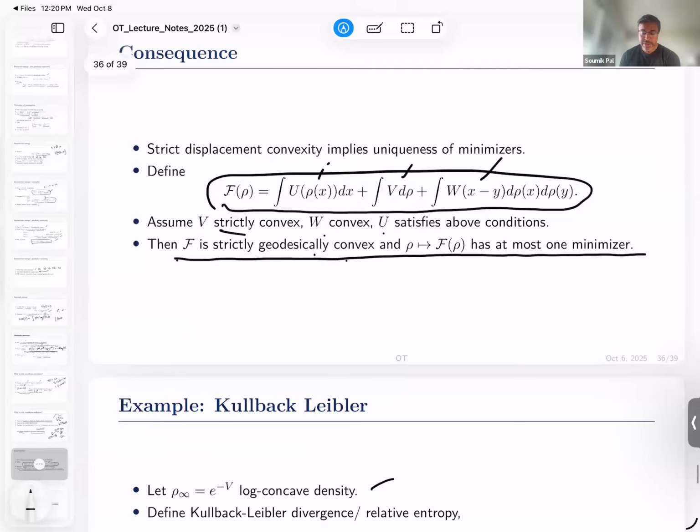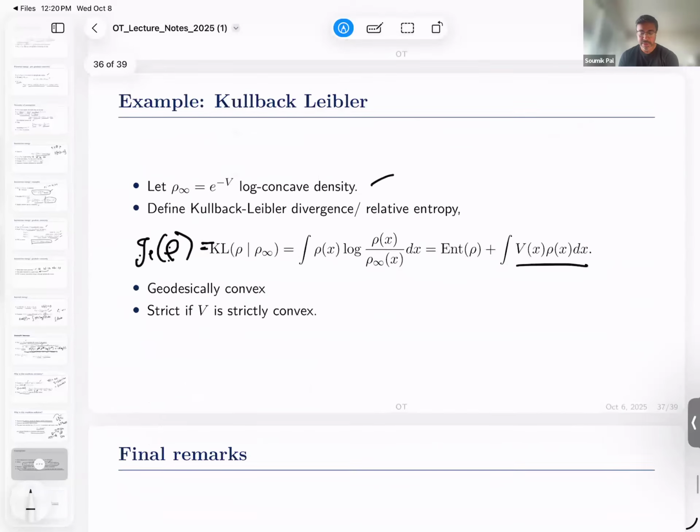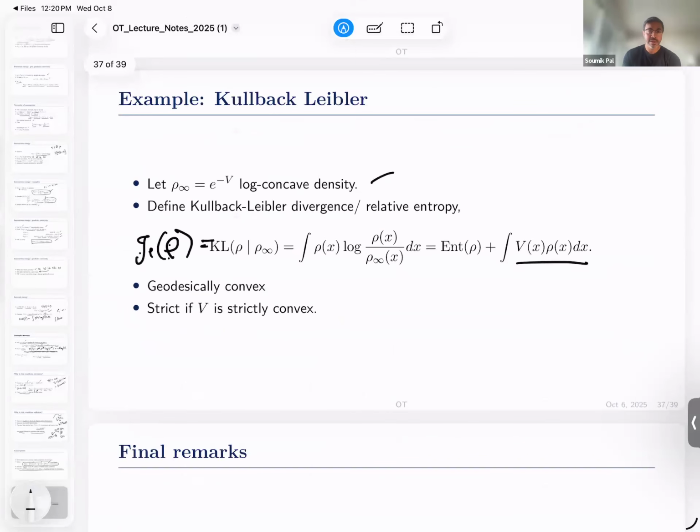Now, this is exactly of this type, where U is the internal energy's entropy, V is this object, and W is 0. And it says this has at most one minimizer. But we don't need this. We already know that Kullback-Leibler has at most one minimizer, and that minimizer is just rho equal to rho infinity, when this is strictly 0. Otherwise, it's always strictly positive. And so if V is strictly convex, so it's a strictly log concave density, this function is strictly geodesically convex. And this is a fact that we'll use later.